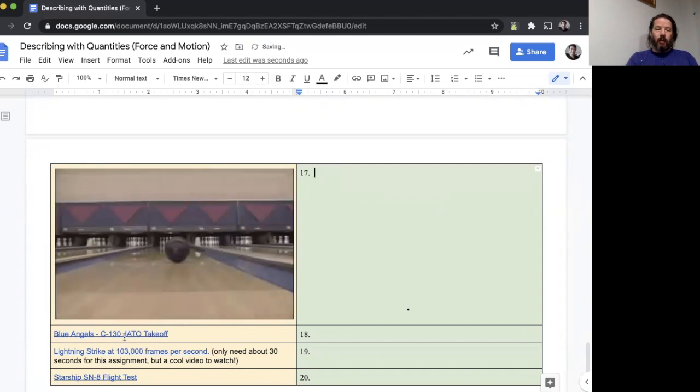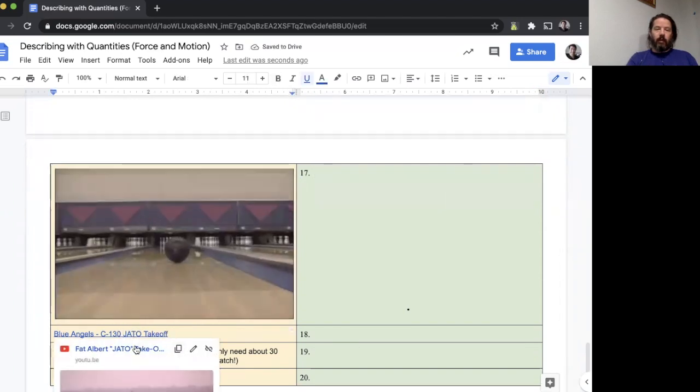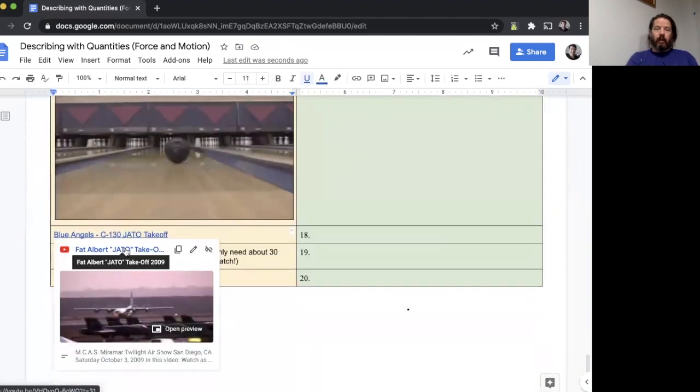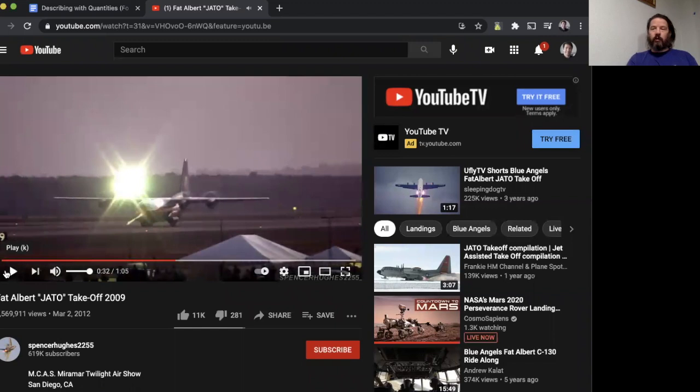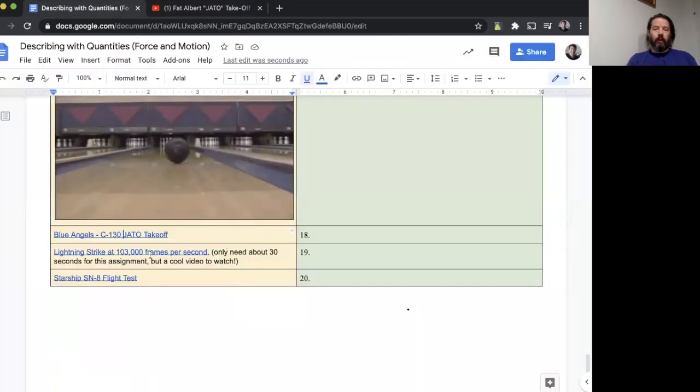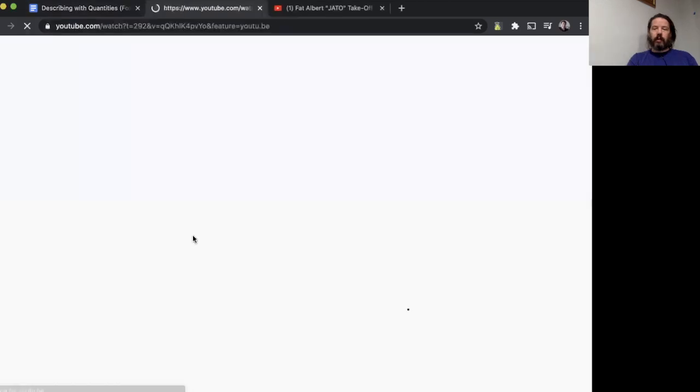So next, the next three things are video links. In each one of them, I've tried to give you a timestamp where you just watch for about 30 seconds and you should be good to go. So the first one is the Blue Angels Fat Albert. Then you will have Lightning Strike, which that one's actually a long video.